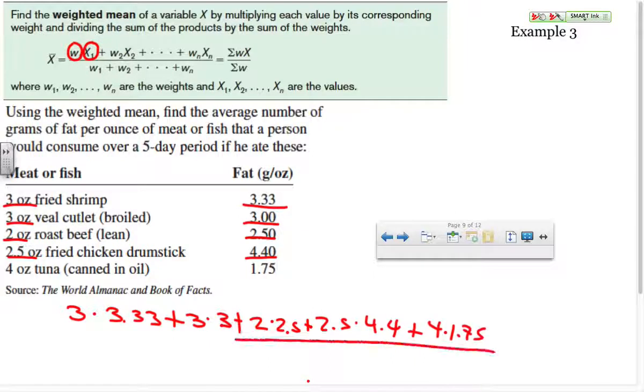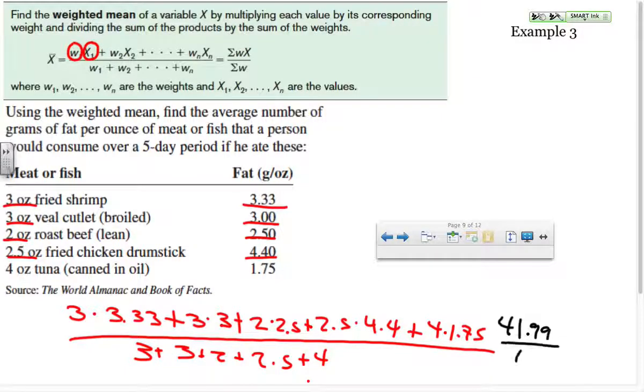And we're going to divide that by all these weights added together: 3 plus 3 plus 2 plus 2.5 plus 4. And we can use a calculator, either a graphing calculator or a regular calculator, to calculate that. And that gives us 41.99 divided by 14.5, which is 2.896. Okay, that is the weighted mean. All right.